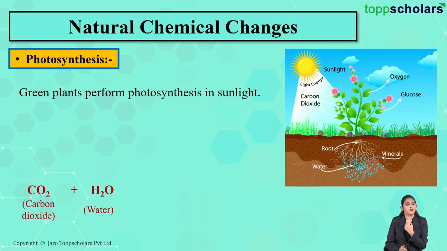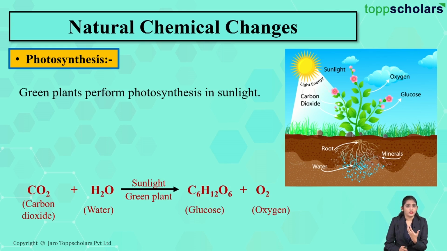So we said that during photosynthesis, plants make use of carbon dioxide from the atmosphere and water, and in the presence of sunlight and chlorophyll, it gets converted into glucose and oxygen that is released, right? So photosynthesis is actually a chemical change that takes place in nature, and so it is called a natural chemical change.